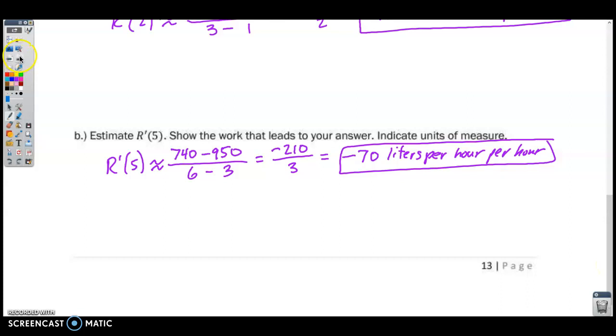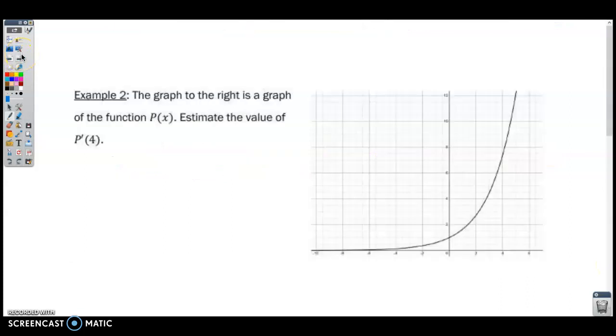Let's go ahead and turn the page, see what we have in store for us next. All right, now we're looking at graphing. And so here on our graph, we're supposed to estimate the value of p prime of 4. And my numbers are a little hard to read on this graph grid. But right here is where x is equal to 4.